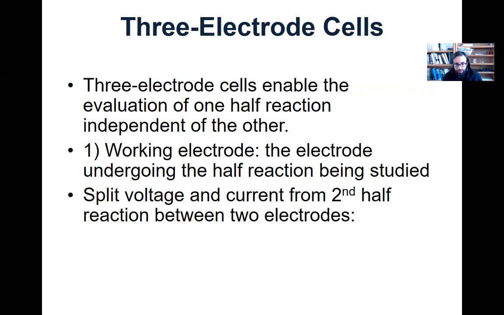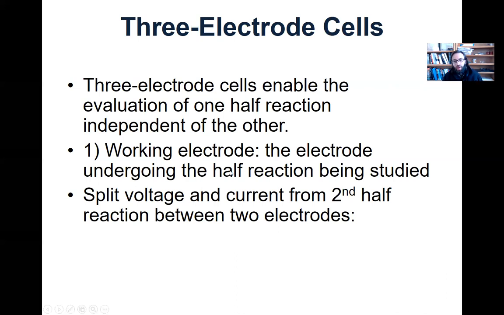And then what you're going to do is split the voltage and current from the second half reaction between 2 electrodes. And you may know that you can't have a half reaction just in isolation. So let's say I want to study the anode of the lithium-ion battery. Well, the anode is graphite, the anode means oxidation, but I can't just be removing electrons. I can't just be oxidizing without reducing. I still have to do reduction. Anytime there's oxidation, there's reduction. Anytime there's reduction, there's an equal amount of oxidation. You can't just build up charge indefinitely.